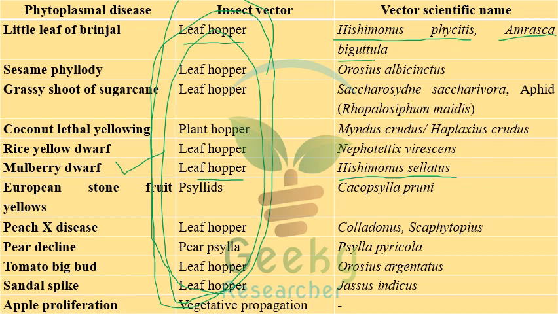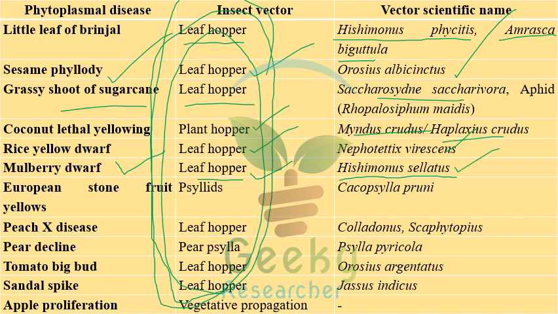And the next one is sesame phyllody. It is also a very important one. Sesame phyllody is transmitted by leafhopper, Orosius albicinctus. Grassy shoot of sugarcane is transmitted by leafhopper, Saccharosydne saccharivora, and one more, an aphid, is also involved here, Rhopalosiphum maidis. Coconut lethal yellowing is transmitted by planthopper, Myndus crudus or Haplaxius crudus. Rice dwarf is transmitted by leafhopper, Nephotettix virescens. Mulberry dwarf is transmitted by leafhopper, Hishimonus stellatus.